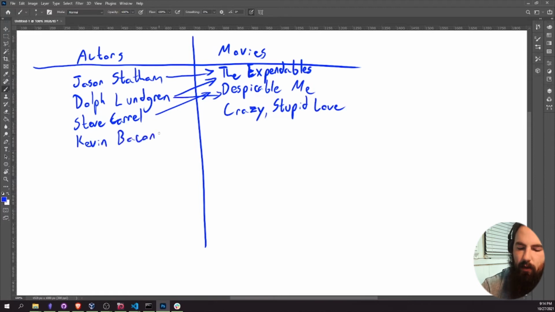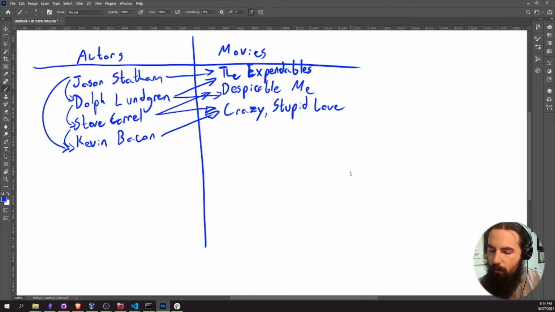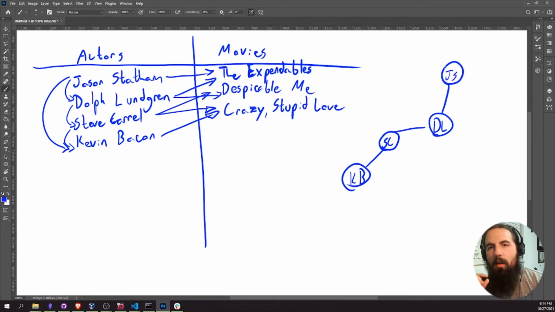So why does this matter? Kevin Bacon was in there, Steve Carell was in there, so there's your connection. That means Jason Statham is connected to Dolph Lundgren, who's connected to Steve Carell, who's connected to Kevin Bacon. So Jason Statham is connected to Kevin Bacon. There's a route from KB, if we're going backwards, to Steve Carell, to Dolph Lundgren, to Jason Statham.